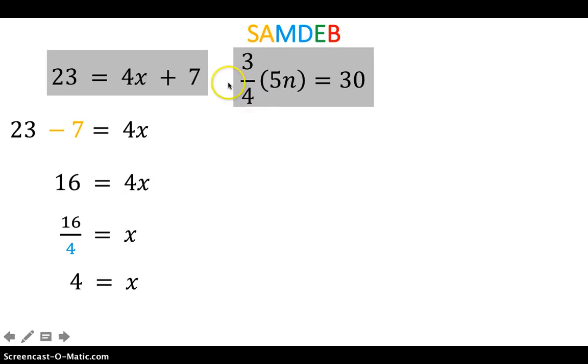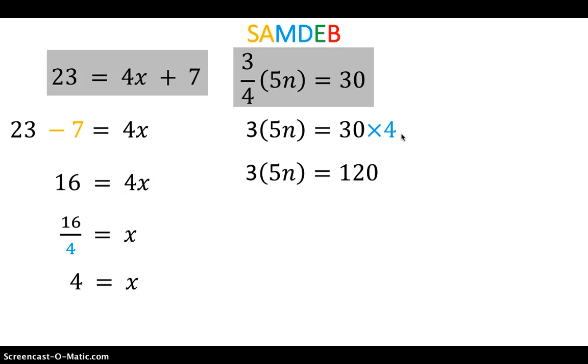So getting rid of this divide by 4 means that we have to multiply by 4. So multiplying by 4 makes that divide by 4 go away on the left, so then we have to multiply by 4 on the right in order to make it balanced. So 30 times 4 is 120. Now we have just 3 times 5n on the left-hand side. So that means we need to divide by 3 and we have to divide by 5.